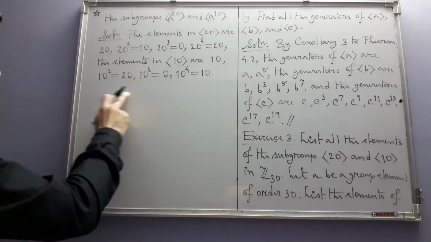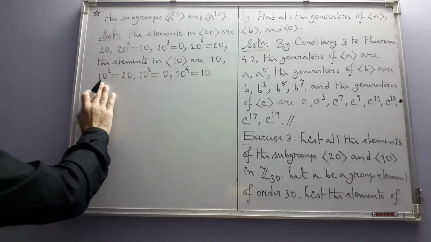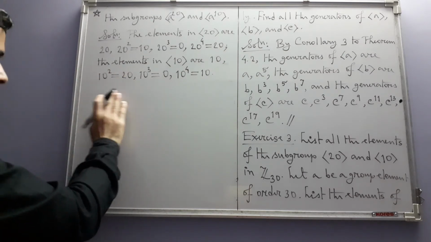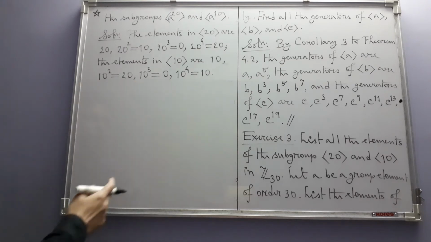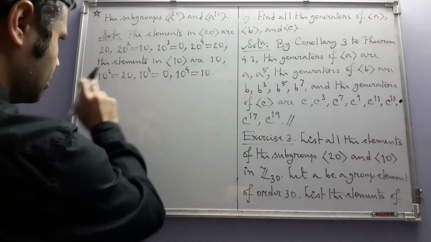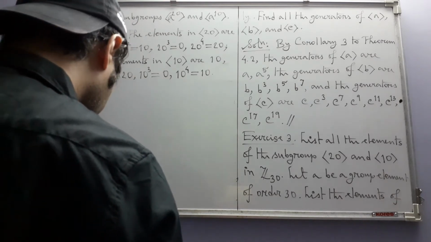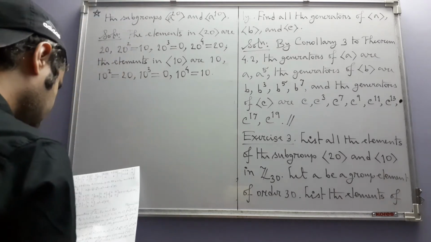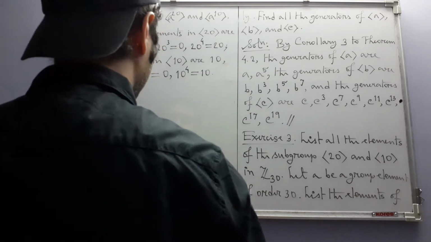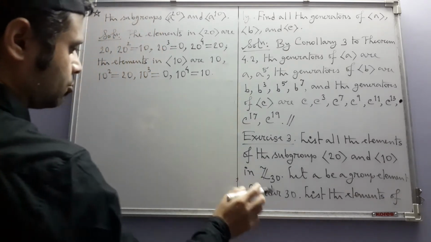10 square is 100. No, that's not how it should be interpreted. 10 square in this context means 10 plus 10, which is 20. And 20 modulo 30 is again 20. So that's why we are getting 20 here. Okay, so with that interpretation rectified, we are now going to go to the second part.